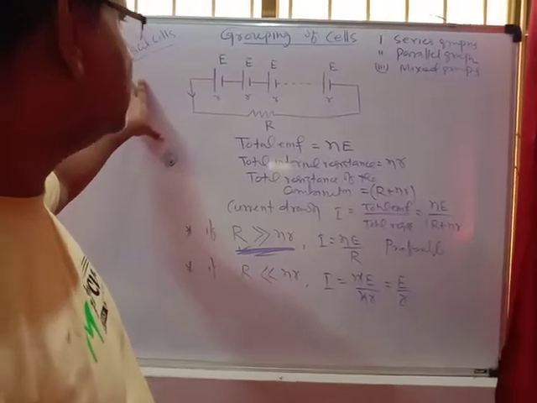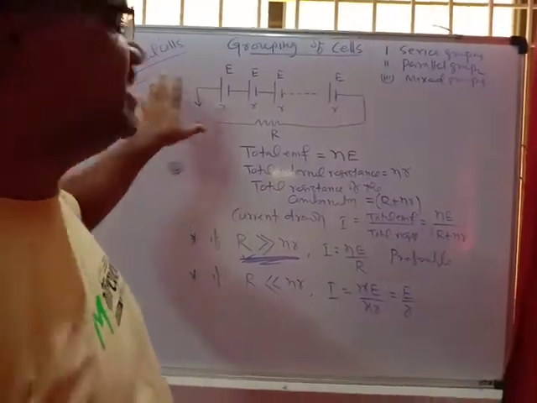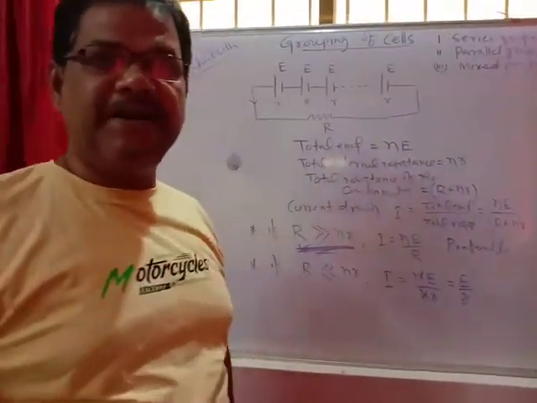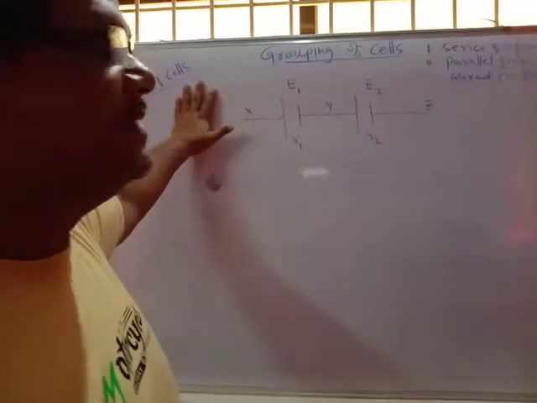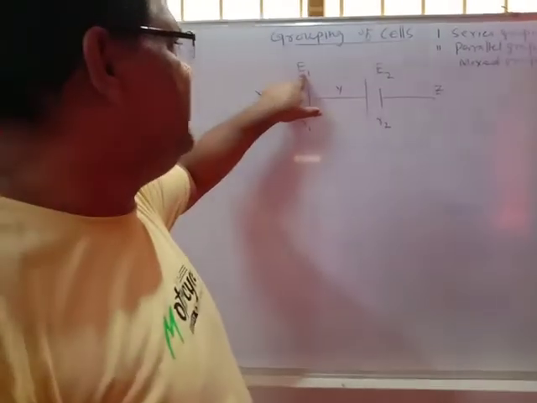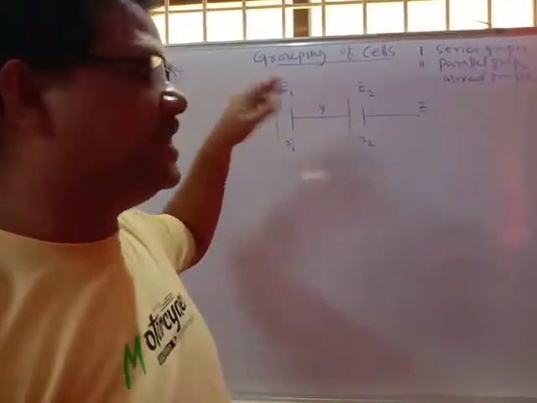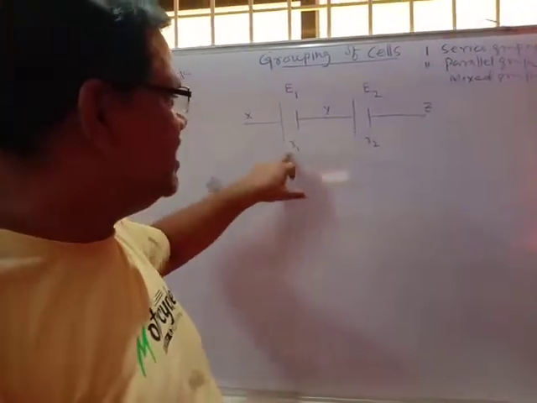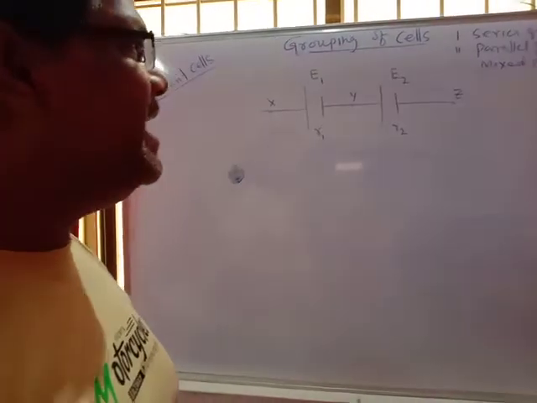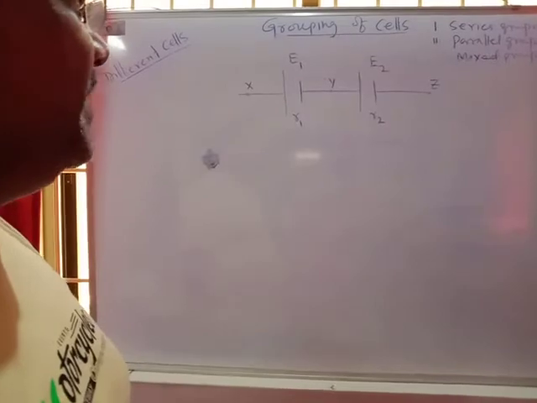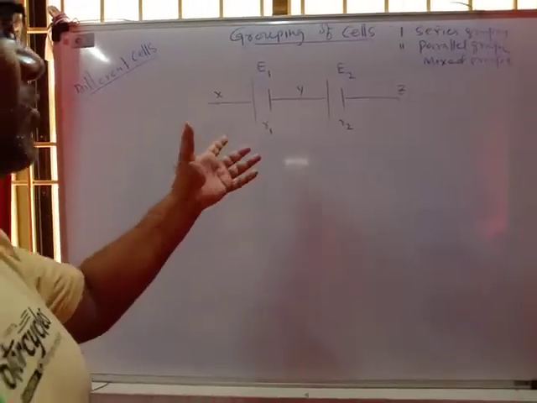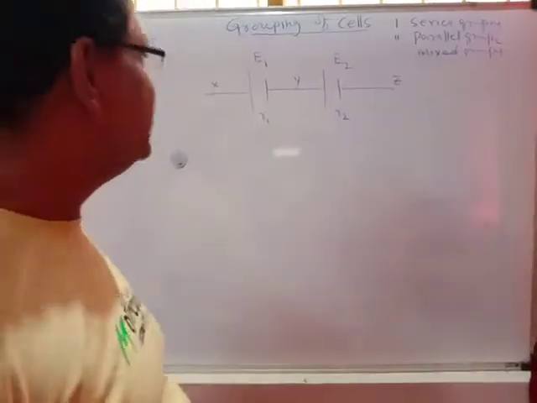And we have to discuss now the series grouping for different cells. Different cells means EMFs E1 and E2 are both connected in series, and r1 and r2 are the internal resistances of the cells. In this case, what will be the net EMF of the grouping of cells? What will be the net EMF of these cells?